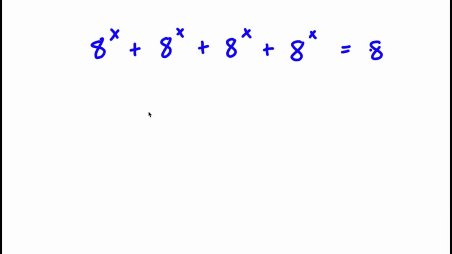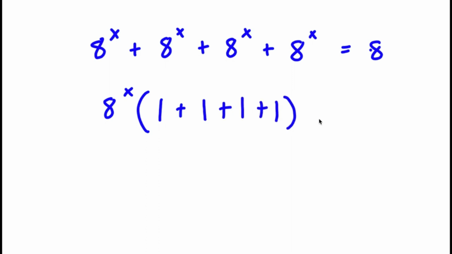So what I'm first going to do is factor out 8 to the power of x from my left-hand side. So now I have 8 to the power of x times, now 8 to the power of x divided by 8 to the power of x is 1. So I have 8 to the power of x times 1 plus 1 plus 1 plus 1. Now this is equal to 8. Now 1 plus 1 is 2, 2 plus 1 is 3, and 3 plus 1 is 4. So I have 8 to the power of x times 4 is equal to 8.